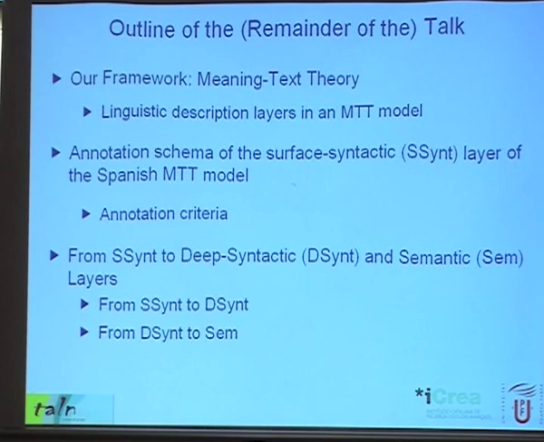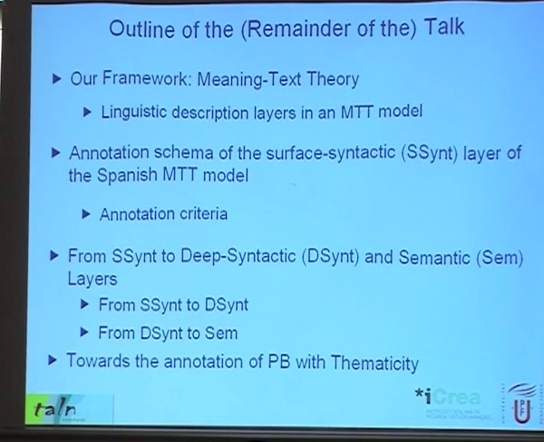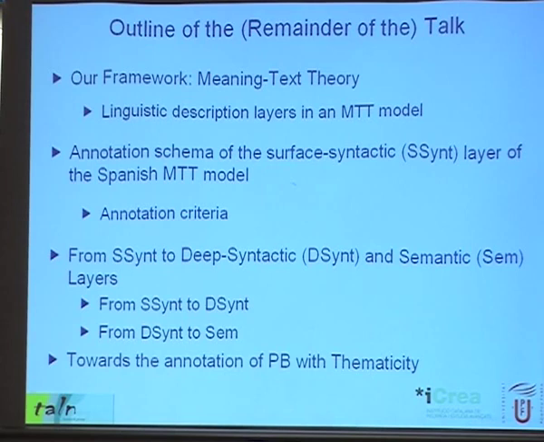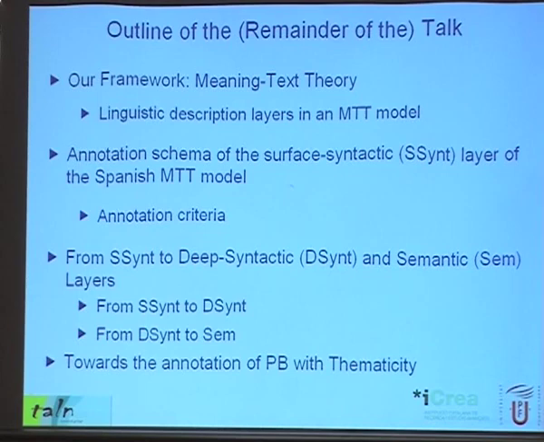Then, because it's supposed to be multi-layer, and also because we need it in our application, I will talk very briefly about how we get from surface syntax to deep syntax and then to semantics. And finally, we need not only multiple layers but also dimensions: the information structure, or communicative structure as it's called in Meaning-Text Theory. Again for pragmatic reasons, because as we will see, in text generation we cannot just skip information structure.